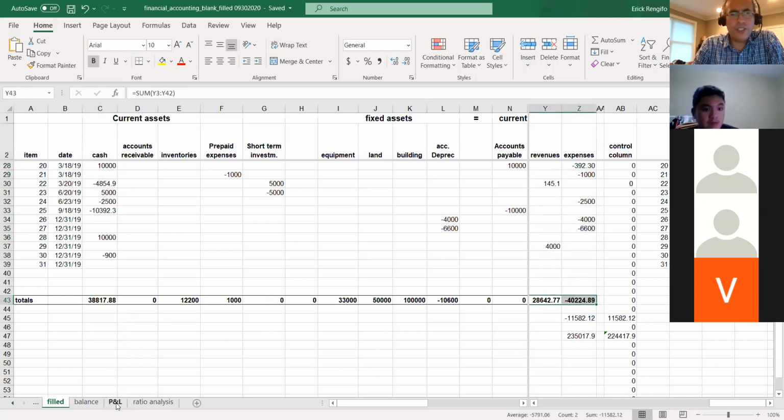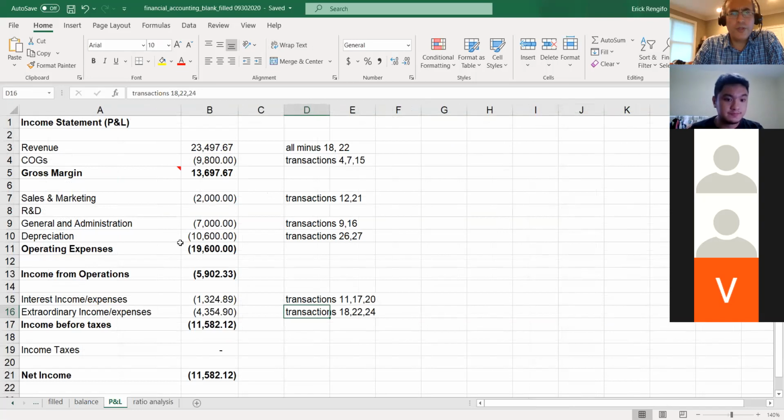I think we finished this one here. I'm not sure. Have we finished this one here? Do you have these numbers here? Guys, do we have this? Yes. Okay, perfect. So basically, guys, this is the basic structure of the P&L. I have my revenues, I have my cost of goods, I have my gross margin of 13,000. I have my sales and marketing, 2,000. I didn't have any research and development here. I have general administration, 7,000.